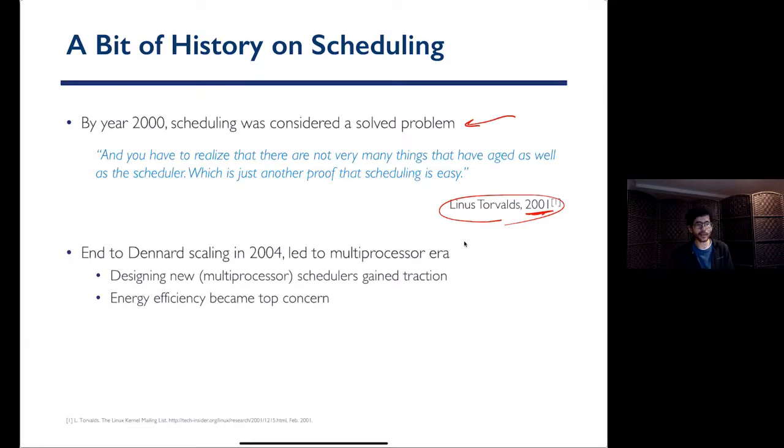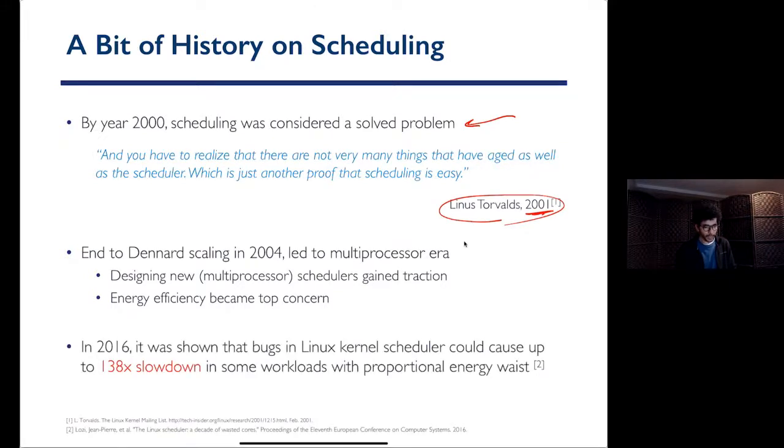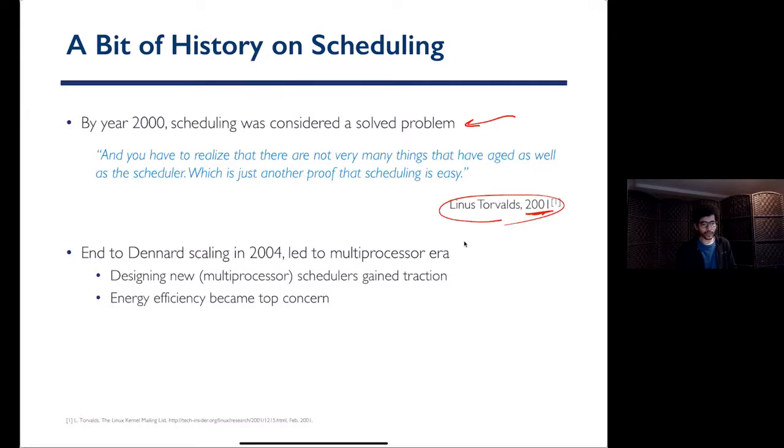Then came the end of Dennard scaling, if you remember from the introduction. So this is where we started having multiprocessors. If you remember, before this, usually our systems had only a single processing unit. So there was a single CPU, and for that, we had solved the scheduling problem. Then came the end of Dennard scaling. We started seeing multiprocessors. And at this time, I have a quote from Linus that I will show you when we talk about multiprocessor scheduling.